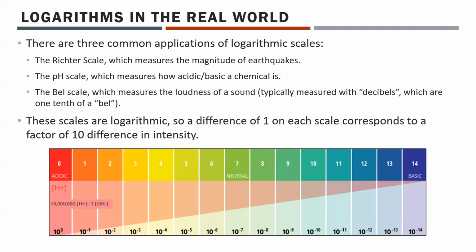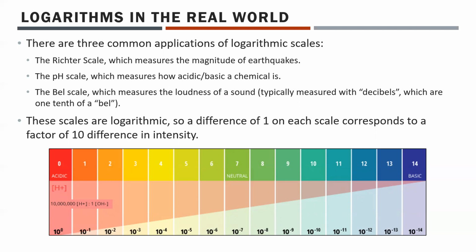The Richter scale, which measures the magnitude of earthquakes. The pH scale, which measures how acidic or basic a chemical is. You can remember that from Science 9 or chemistry if you've taken it. And then the Bell scale, which actually measures the loudness of a sound. Now, typically we don't use bels, we use decibels, which are 1/10 of a bel. Same idea though. Now, these scales are logarithmic, which means that a difference of 1 on each scale corresponds to a factor of 10 difference in intensity.